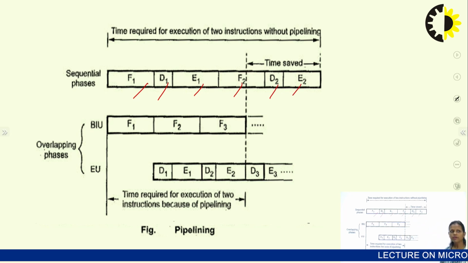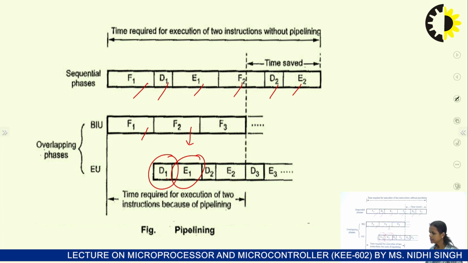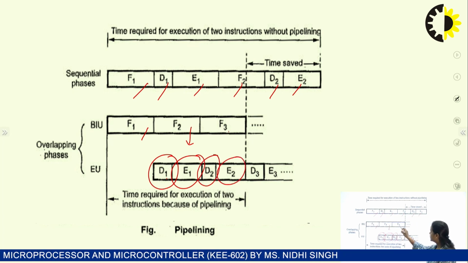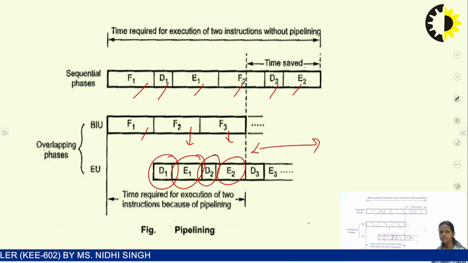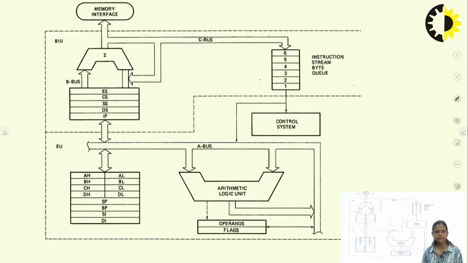But in case of 8086, we fetch the instruction, decode it, and execute it. While we are decoding and executing, we are fetching the other instruction. Similarly, then we are decoding and executing the next instruction, then we are fetching the third instruction, right? So here you can see that we are saving this much time while using pipelining. So in 8086 we are using the pipelining architecture.